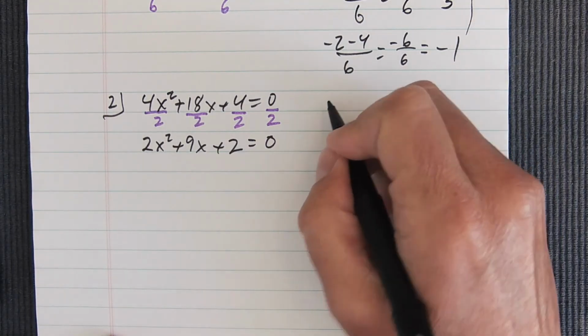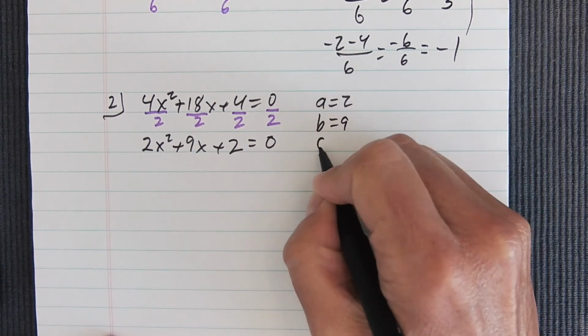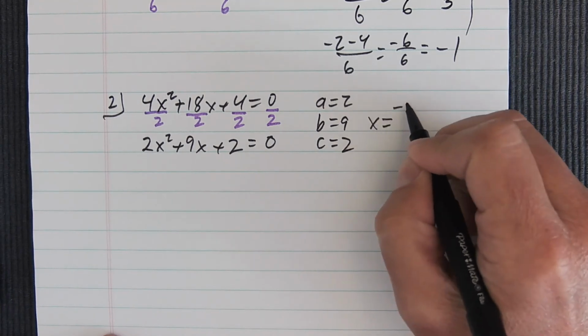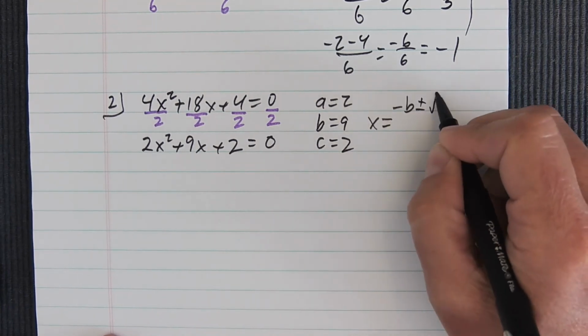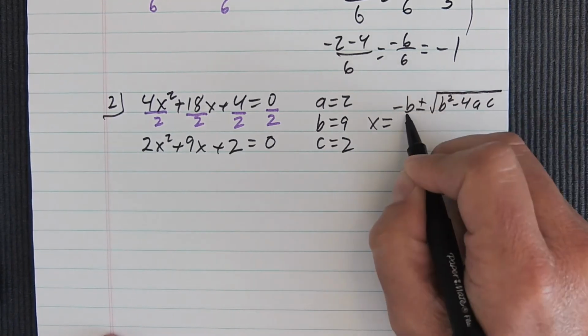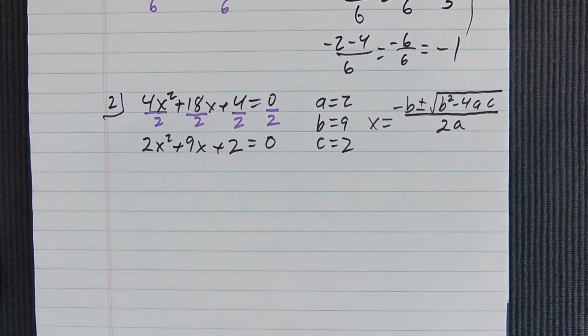Now I'm going to do the quadratic formula. In this case, A is 2, B is 9, and C is 2. Just a quick recall. Can I ask you guys, well, keep thinking. I have questions for you.